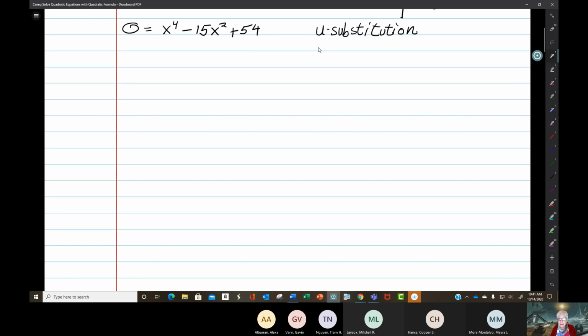And what we do is we let U equal the x squared. And when we do that, then U squared is going to equal x squared squared, which is x to the fourth. When you have a base raised to a power again, you multiply the powers. So that's 4. 2 times 2 is 4. Now, u to the fourth can be u squared times 15u plus 54.